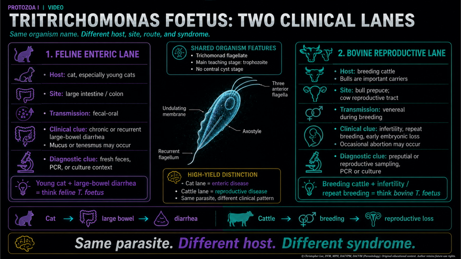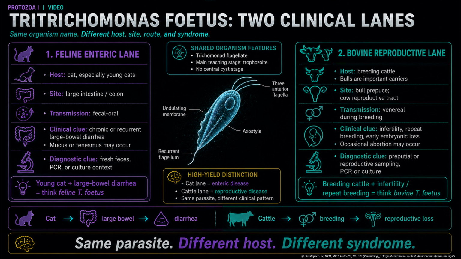Feline and bovine isolates are closely related, but they are not genetically identical and demonstrate important biologic and host-associated differences. Tritrichomonas blackburni was proposed as a separate species for the feline organism, although that classification has not been universally adopted. For practical clinical sorting, think of these as 2 closely related, host-adapted clinical lanes, rather than assuming one interchangeable parasite simply moves between cats and cattle.